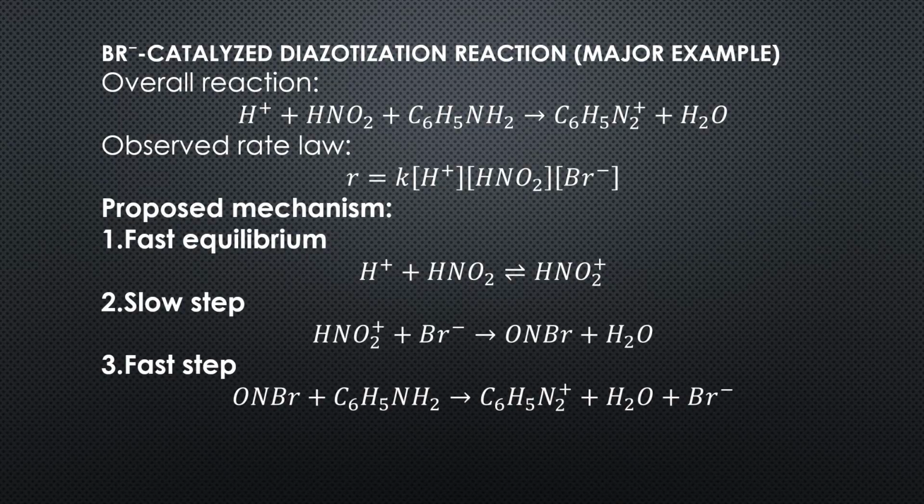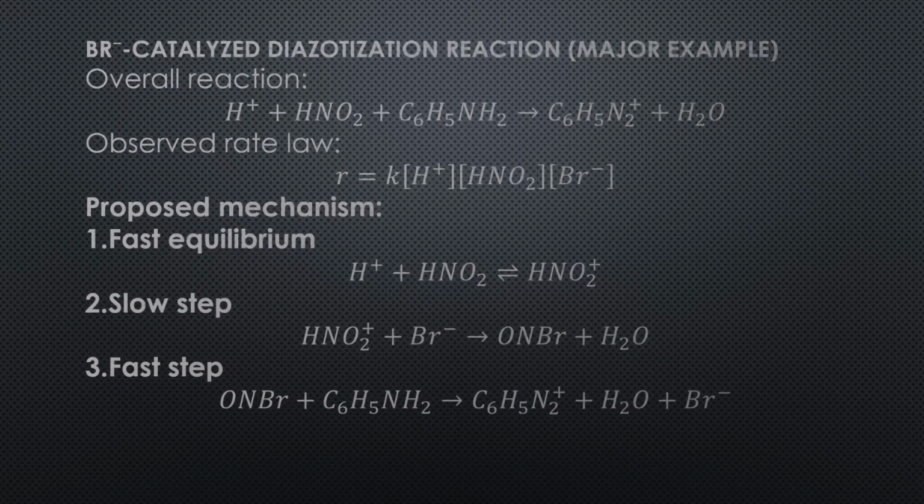Fast equilibrium. Hydrogen ions react with nitrous acid to form protonated nitrous acid. Step 2. Slow. Protonated nitrous acid reacts with bromide ions to form nitrosyl bromide and water. Step 3. Fast. Nitrosyl bromide reacts with aniline to form a diazonium ion, water, and bromide ions.